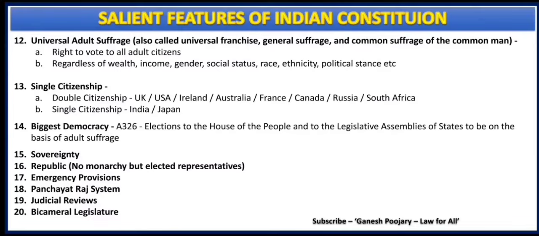So these are the 20 salient features of the Indian Constitution, and as I said earlier, this is not the end. There are many more, but I have tried here to bring the 20 most important features of the Indian Constitution, and I hope this helps. And with that, I am handing over this presentation to Nishan.